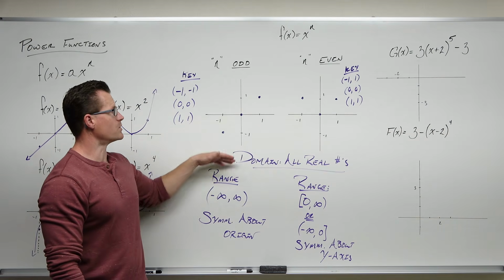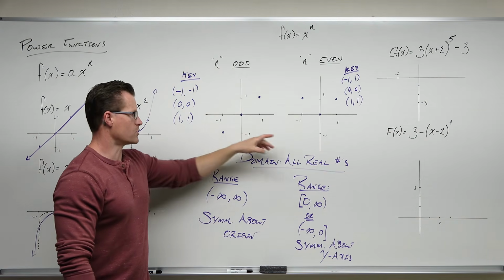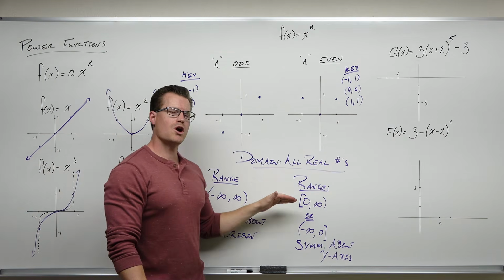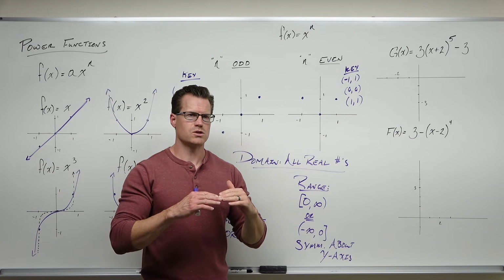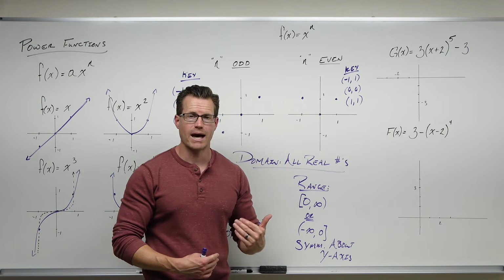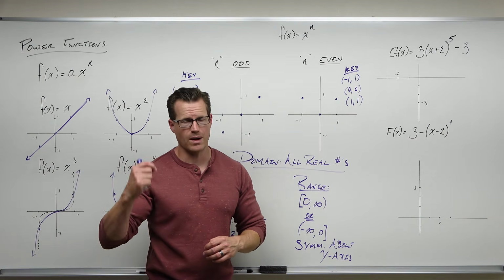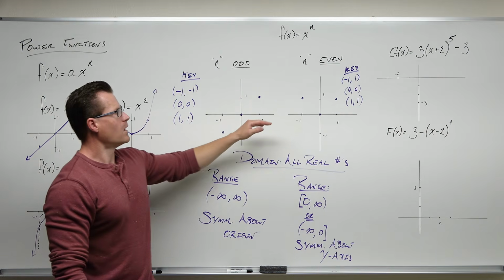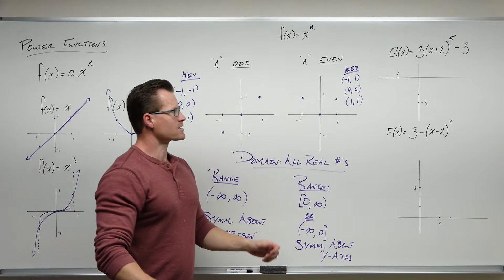That's all real numbers for our domain for both of these. All real numbers for our range for odds, not all real numbers for evens. You're either going to choose the upper half or lower half of your y-axis, depending on whether you have a negative in front of your power function or not. And then we have two different symmetries, about the origin or this mirror image about the y-axis.